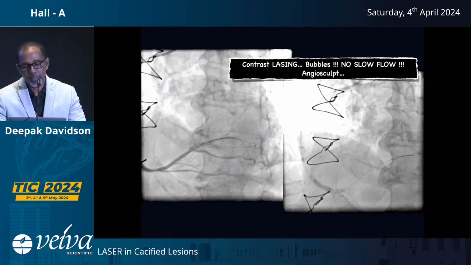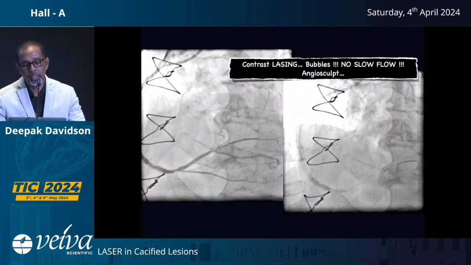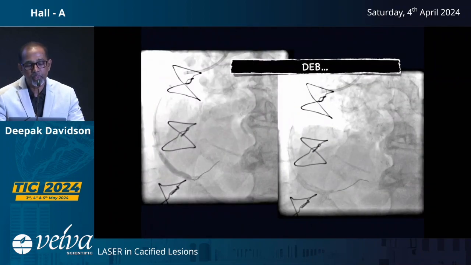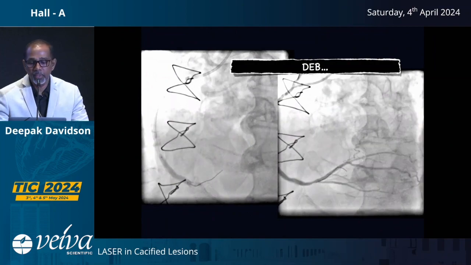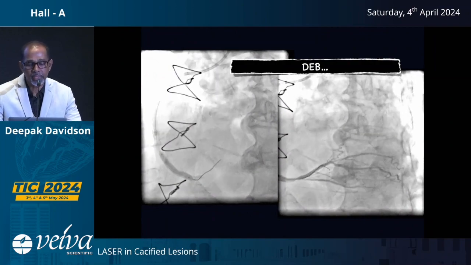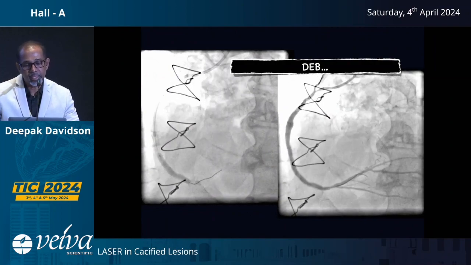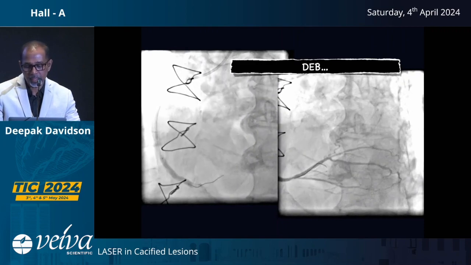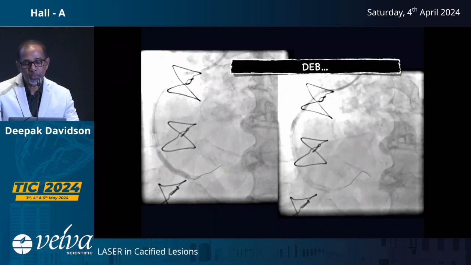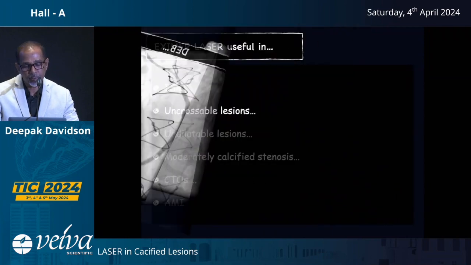Then finally, we went ahead with balloon expansion. This is an AngioSculpt followed by a non-compliant balloon, and finally we settled with a drug-eluting balloon. And that was the final result that we could achieve in these two situations, that is, the ISR to the stent to the diagonal branch, and then to the right coronary artery.